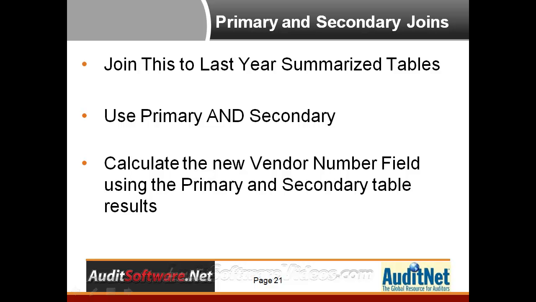But also, I want to then improve on that join by creating a final calculated vendor number field, which uses the primary and secondary table in the results. And this will make more sense in looking at an actual example in ACL, so let's go there now.